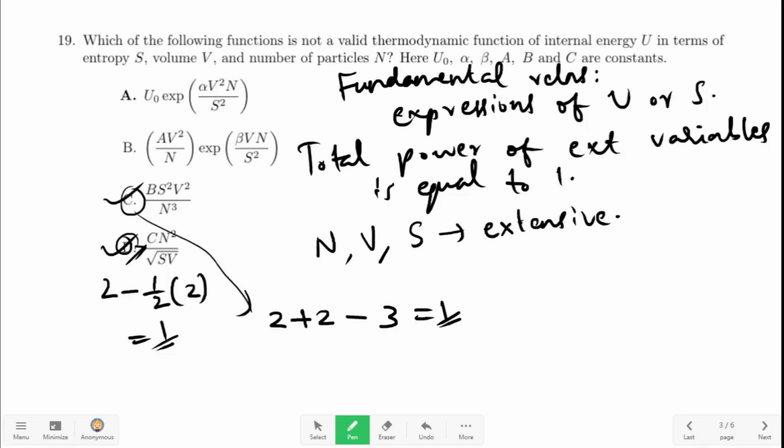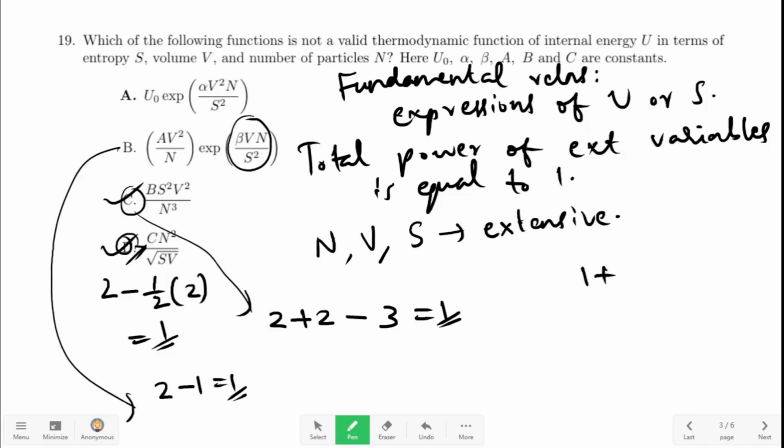In the case of option B, we have power of A V square by N equal to 2 minus 1 equal to 1, and inside the exponential we need power to be equal to 0. Power of V is 1 and power of N is 1, power of S is -2, so this is equal to 0. The power inside the exponential is 0. So this is also a valid thermodynamic function.